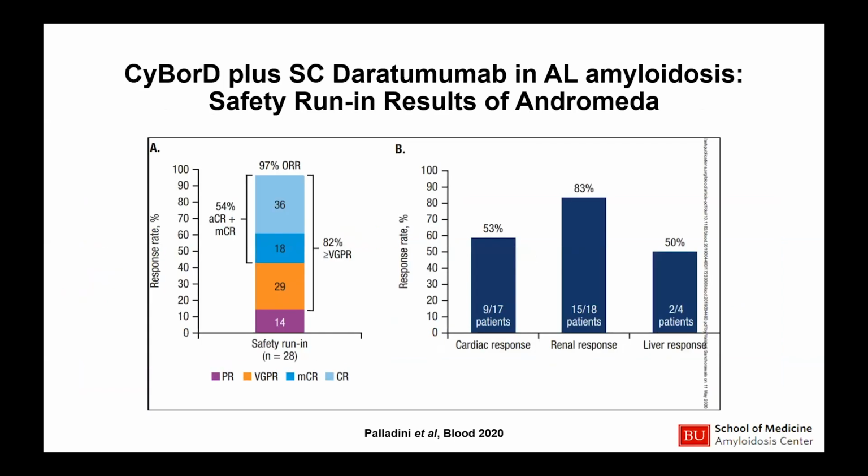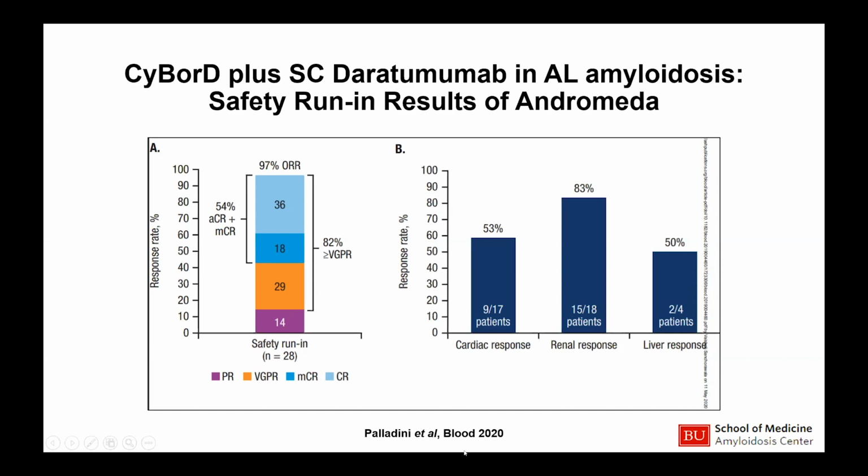I would also like to report on the safety run-in results of the ANDROMEDA clinical trial. For those who are not familiar with this clinical trial, this is a phase 3 randomized international global multi-center clinical trial of newly diagnosed patients with AL amyloidosis who are randomized to receive CyBorD, standard of care, versus CyBorD plus subcutaneous daratumumab. The safety run-in results are reported here and recently published, where patients received CyBorD plus subcutaneous daratumumab.